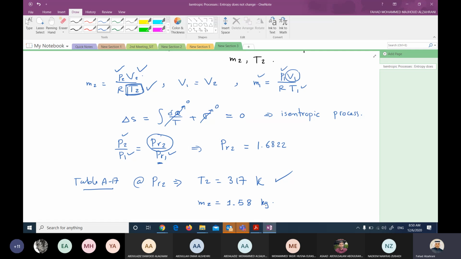Okay, so you can see, where can we use the second law of thermodynamics here? It's important and can give us a way to evaluate properties and solve problems. Any questions here? Any questions?